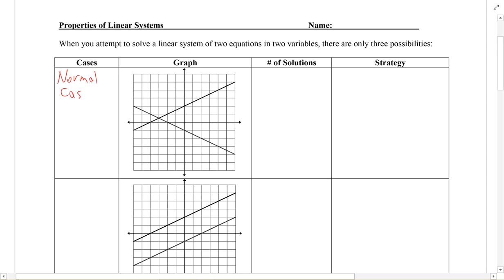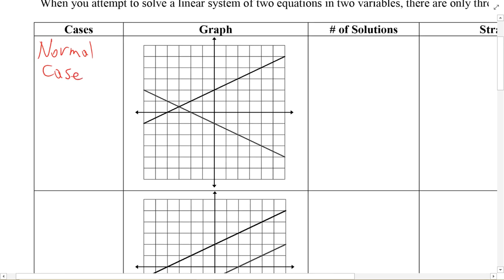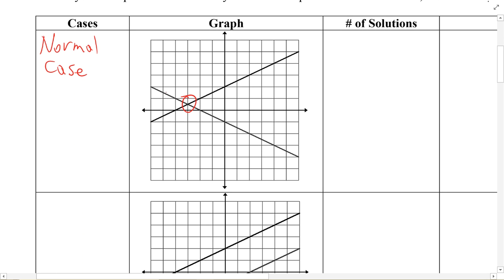So normally when you have your system, what can happen is you get one answer, okay? So in the normal case, you have one solution. That's it. Whoops, I wrote that in the wrong spot. You'll have one solution. And the normal case is when you basically have two different lines.